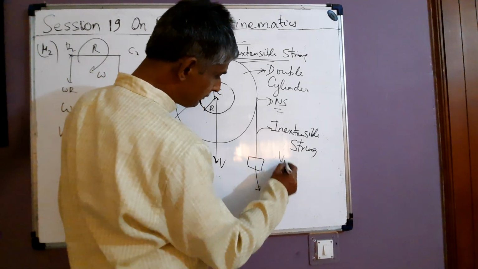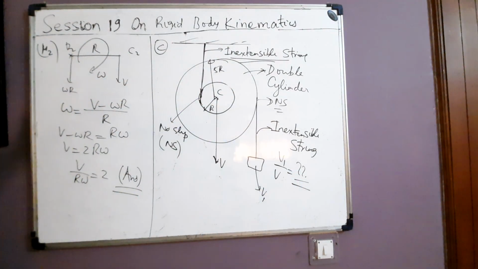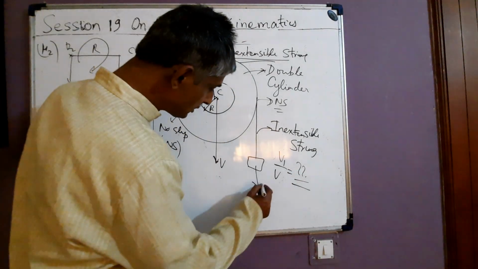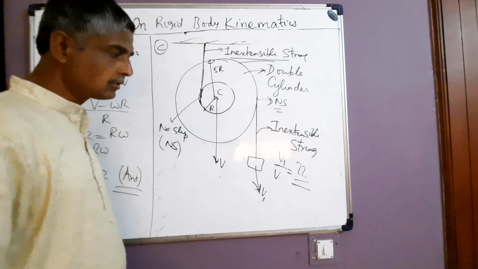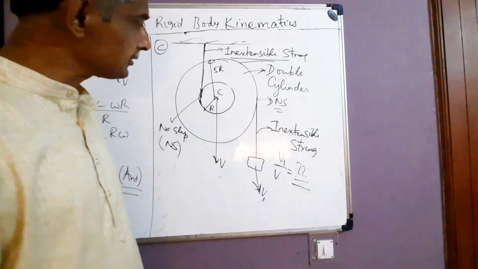Now question is, we have to find V1 by V. We have to find the value of the ratio of V1 by V. We have to determine the value of the ratio of V1 by V. Okay. V1 is the speed of this block. It is moving downward at a speed V1 at this instant.